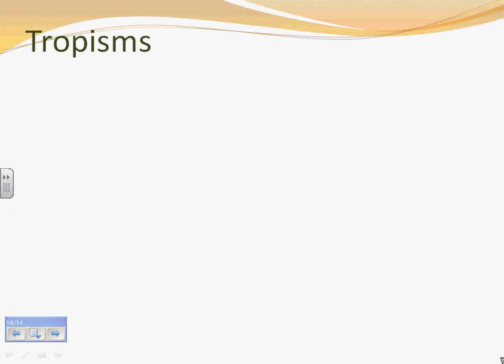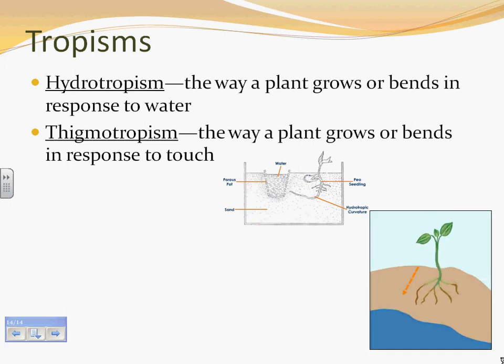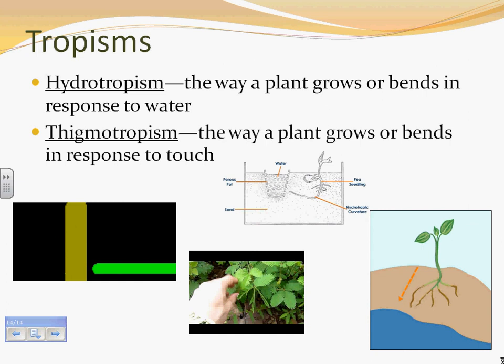Tropisms continued. Hydrotropism is the way a plant grows or bends in response to water. Thigmotropism is the way a plant grows or bends in response to touch. This is hydrotropism. This animation is also hydrotropism. This is a picture of thigmotropism. This is an animation of thigmotropism.